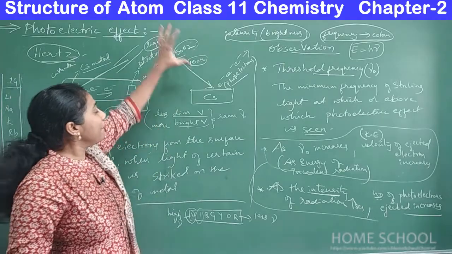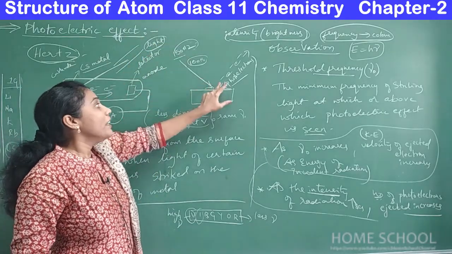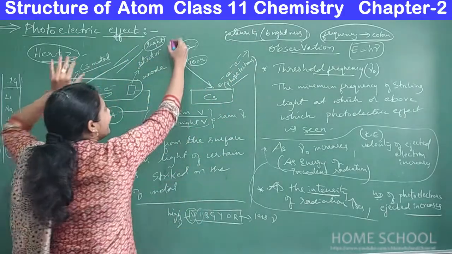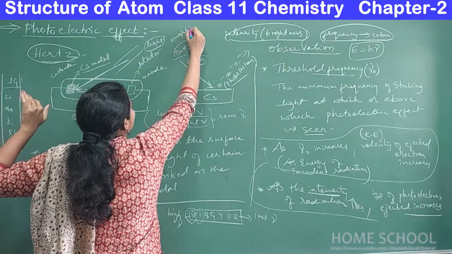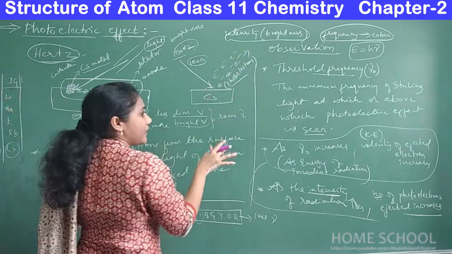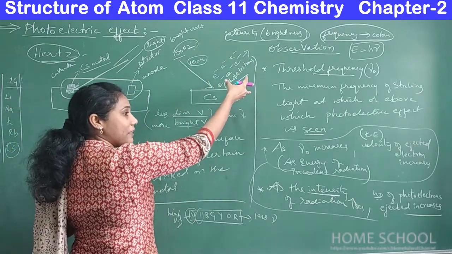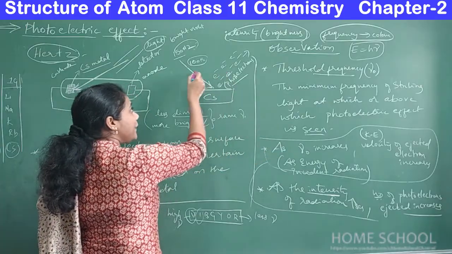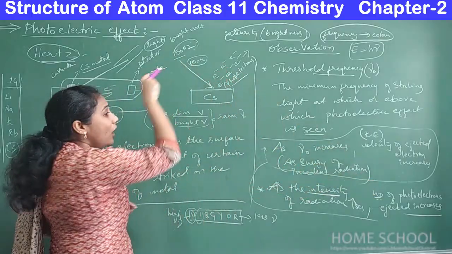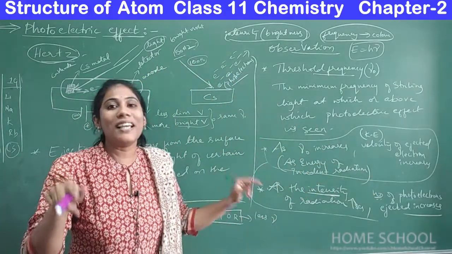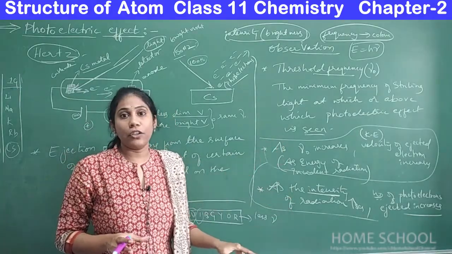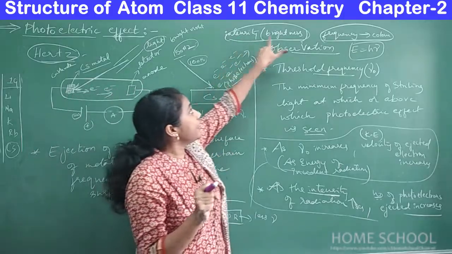Clear? When I supply brighter violet light, more electrons get ejected. More and more electrons are ejected, but the speed is the same. Speed is related to frequency; the number of electrons ejected is related to intensity. This is what I meant to tell you. Intensity and frequency are different: intensity is related to brightness.